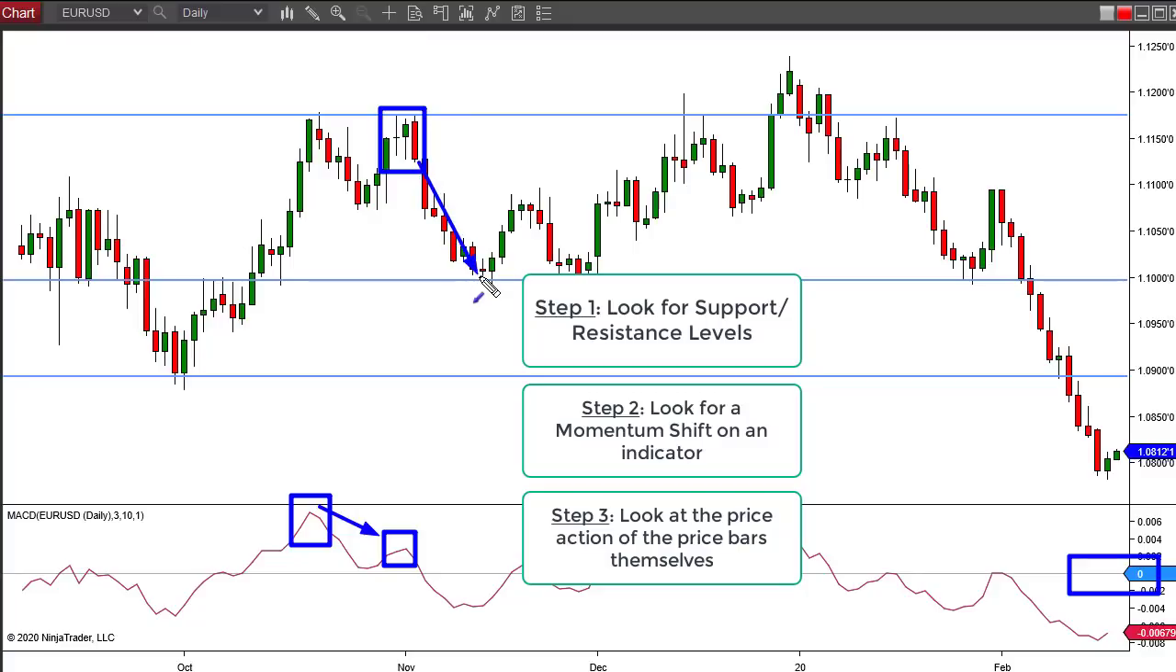Comes back down. We hit our support level again. What happens? We have that warning sign that, okay, let's watch what price does at this level. Again, momentum comes out of the market, kind of goes flat, doesn't go screaming down. Price bars, narrow range, indecisive.